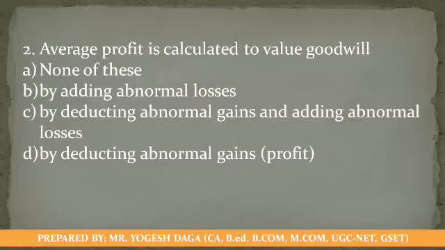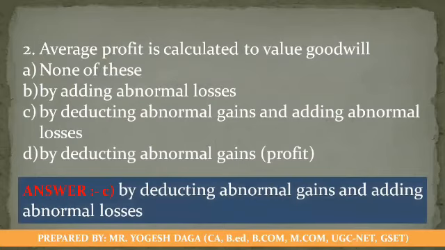Yes students, the correct option is the C option. Because I have already said you are required to calculate the future maintainable profit. And for calculating the future maintainable profit, if there are any abnormal losses, they are to be added, and if there are abnormal gains, they are required to be deducted. So C option is the correct option.